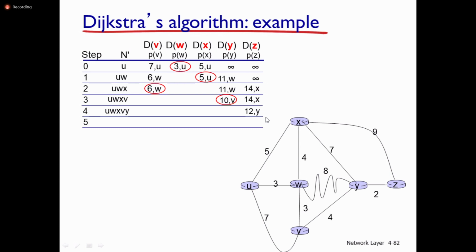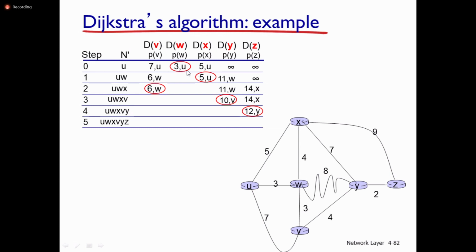Then Z is 12. Earlier the cost from U to Z was 14. Now if you follow this path UWXVY, 3 plus 3 plus 4 plus 2, the cost is 12. So this is the least cost path from U to Z. So here we found the least cost path to all nodes in the network from U.